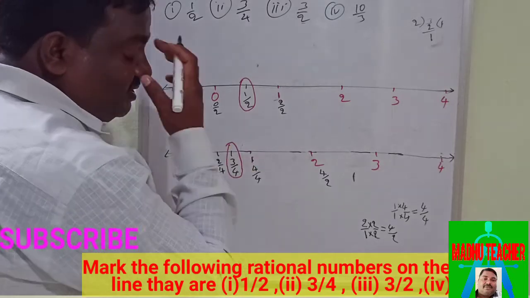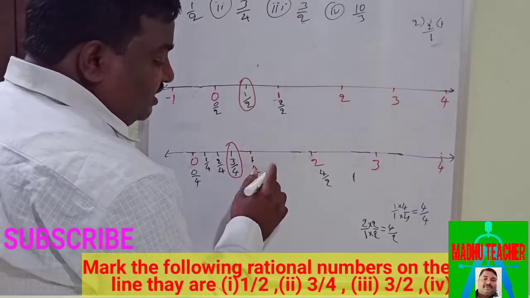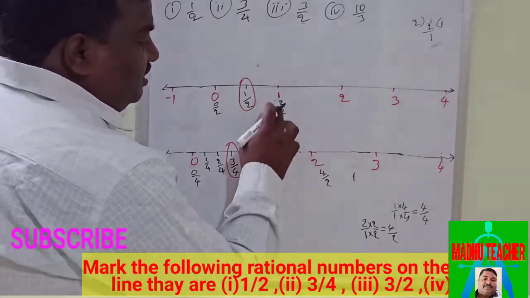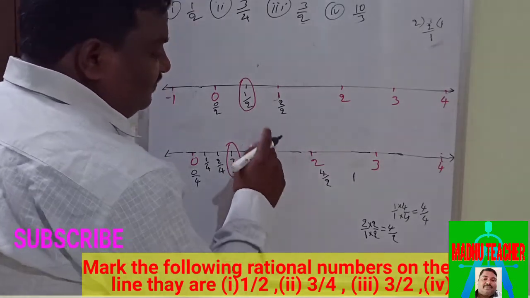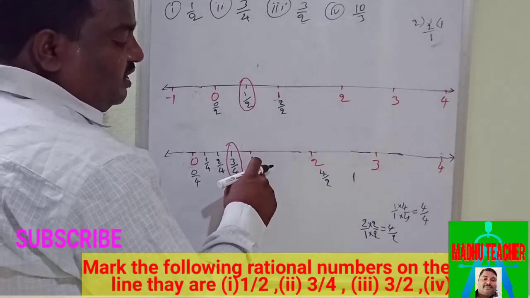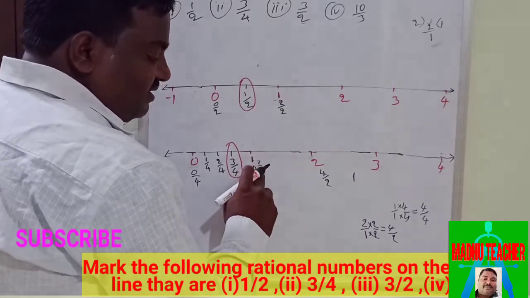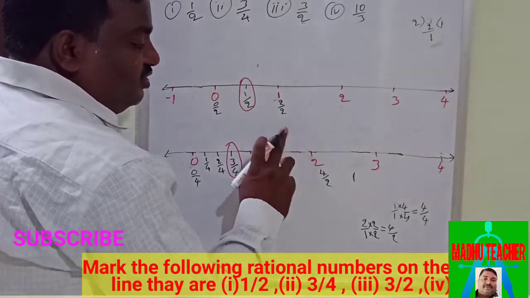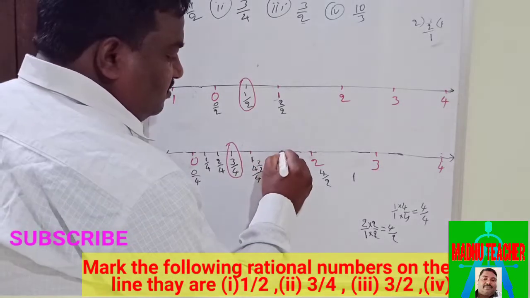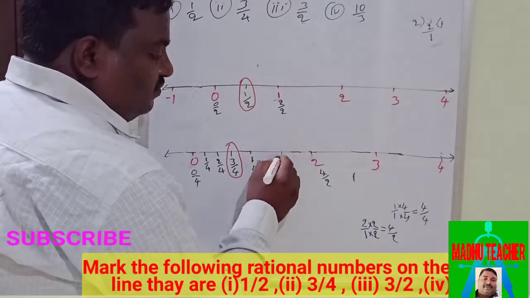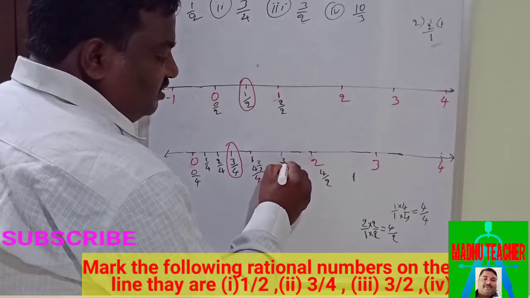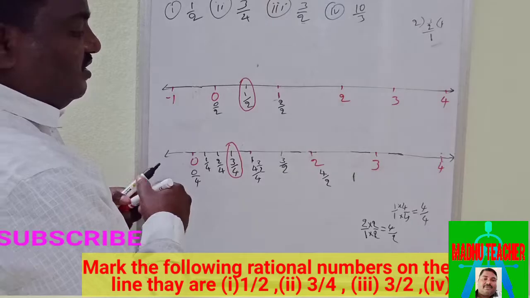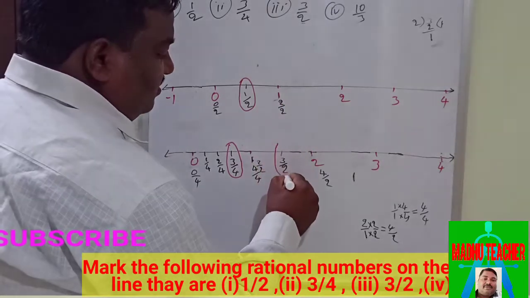This 1 we can write as an equivalent fraction to 1. Its denominator should be equal to 2. That is 2 by 2. Already we did here, 2 by 2. Okay. So now divide. In the denominator we have 2. That's why divide this unit place into 2 equal parts. 1, 2. Now after 2 by 2 comes 3 by 2, and after 3 by 2 comes 4 by 2. So this is our required rational number. This is 3 by 2.